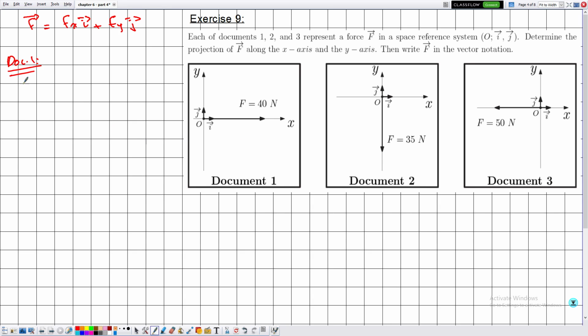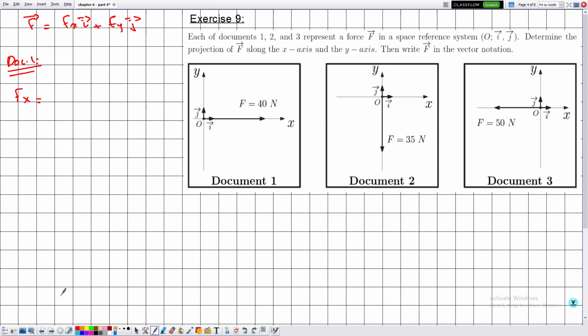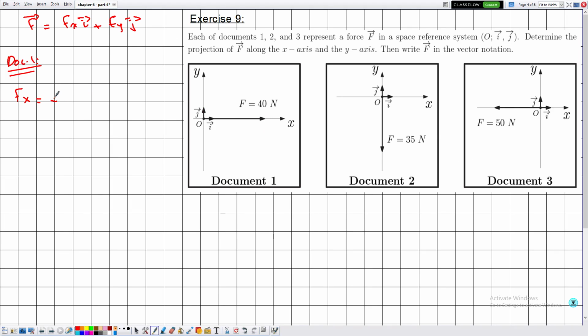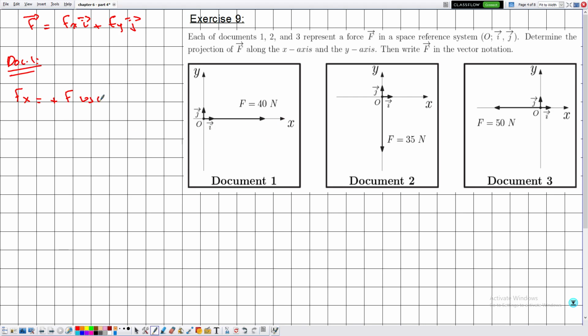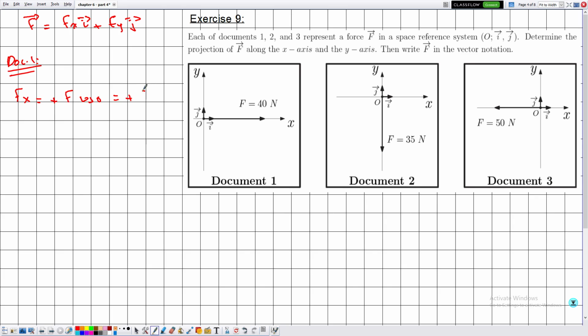Now as for document number 1, Fx can be determined by two different methods. Let me use the one that we have used previously, and then I will introduce the new one. Since F is pointing in the same direction as the x-axis, it's plus, times the magnitude times cosine of the angle between F and the x-axis. Because F and the x-axis are parallel to each other, the angle is 0, and cosine of 0 is 1, so this is simply plus F.